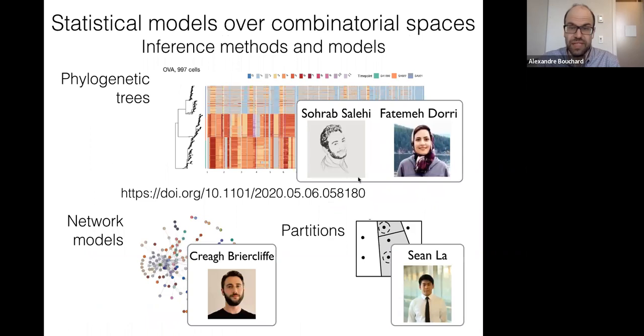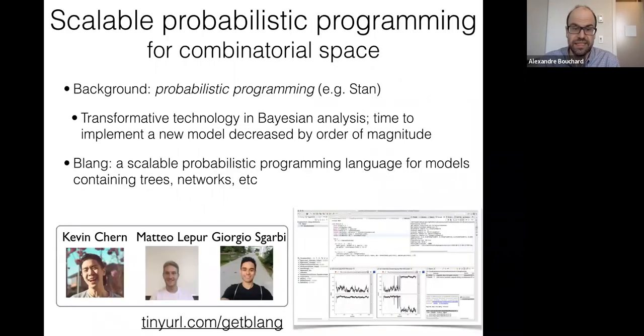And some other example of complex model we build. So we build model for phylogenetic trees. So this will be the second part of this talk. The joint first authors are Sohrab Salih and Fatih Midori. And this is facilitated also with a new type of programming language called a probabilistic programming language that has been developed by many groups in the past 10, 20 years.